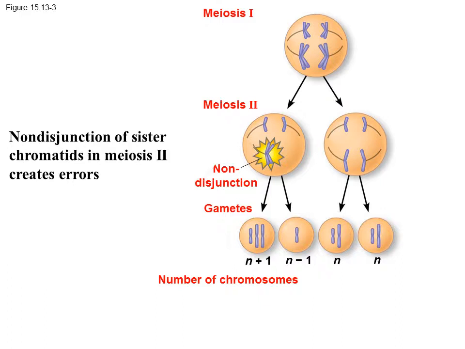In the second scenario, nondisjunction of sister chromatids occurs in meiosis 2. If the sister chromatids are not pulled apart, that error will create 50% damaged gametes. So one gamete will have an extra chromosome while the other gamete will be minus a chromosome. But in this scenario where nondisjunction takes place in meiosis 2 instead of 1, you'll at least have 50% of the gametes be normal.